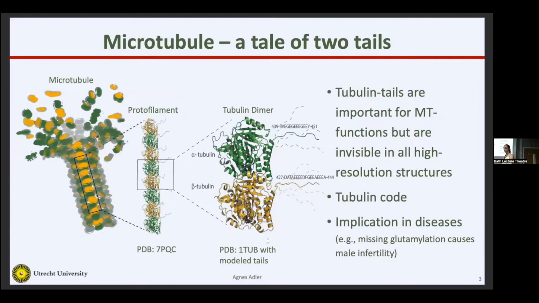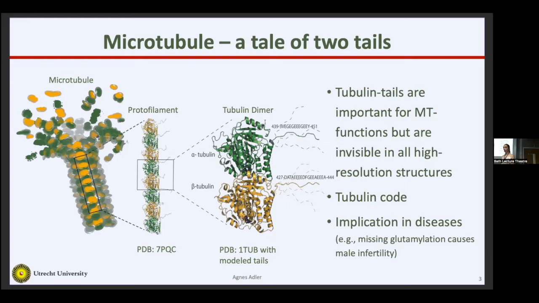Microtubules are built out of alpha and beta tubulin dimers. So you can see them here in green and yellow respectively. And they assemble into those tubules. The sides of those tubules you call protofilaments. And those tubulin dimers have quite dynamic tubulin tails that are reported to be important for the microtubule functions, but they are invisible in all high resolution structures. So cryo-EM and crystallography have a hard time with them.